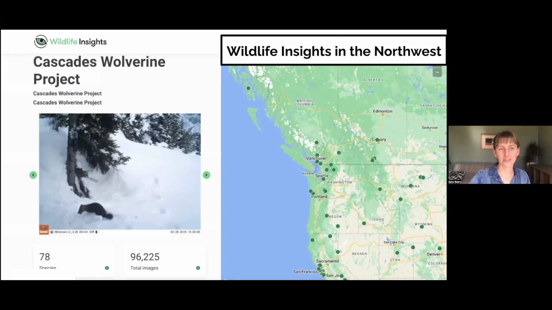One of the fun things I wanted to point out is that Wildlife Insights is already starting to be used across the Pacific Northwest. Here's one example, the Cascades Wolverine Project, that has processed close to 100,000 images from just up here in the North Cascades.